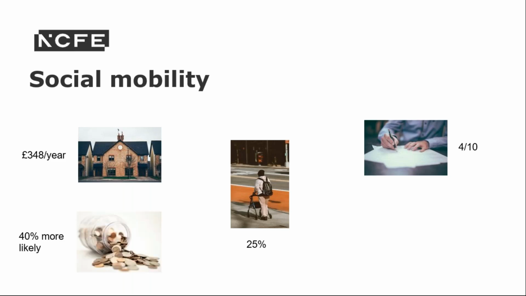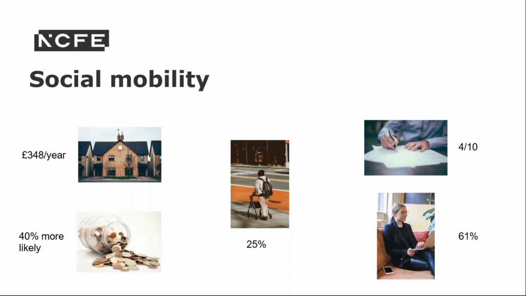And people with an annual household income of 50,000 or more are 40% more likely to have foundation digital skills than those earning 17,500. 61% of highly digital citizens have used the internet to successfully apply for a job.